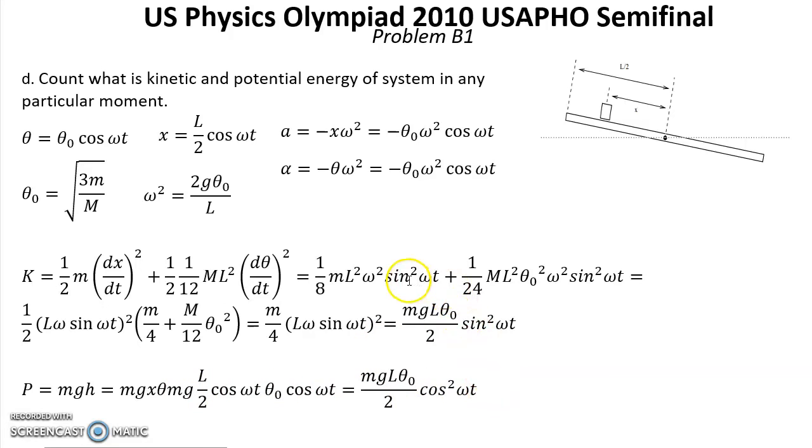So we have for kinetic energy this expression, and for potential energy this expression, which is quite understandable, because total energy equals kinetic plus potential, which is this one. And if you look at this formula, that will be potential energy in the initial position, where theta equals theta 0. So that's the solution for question D.